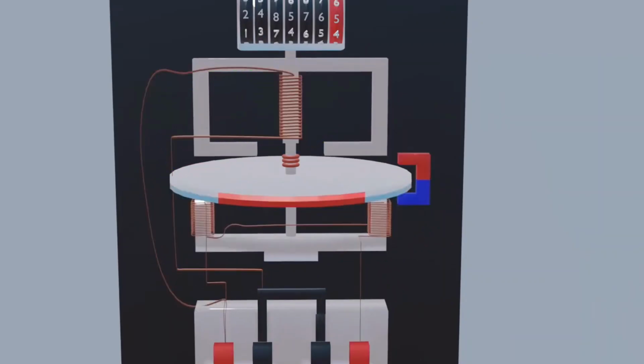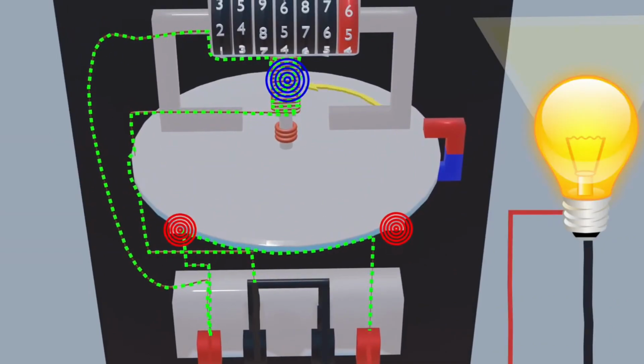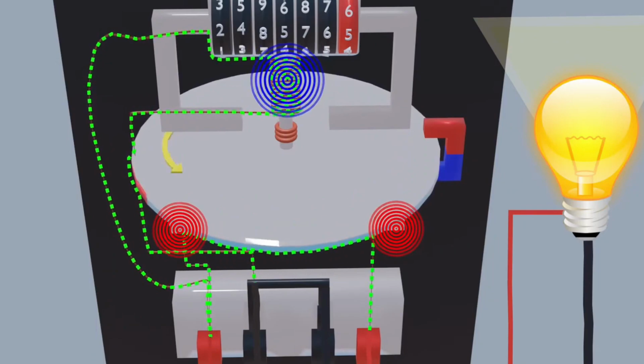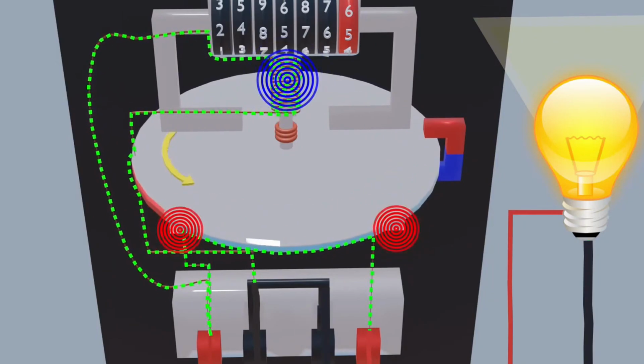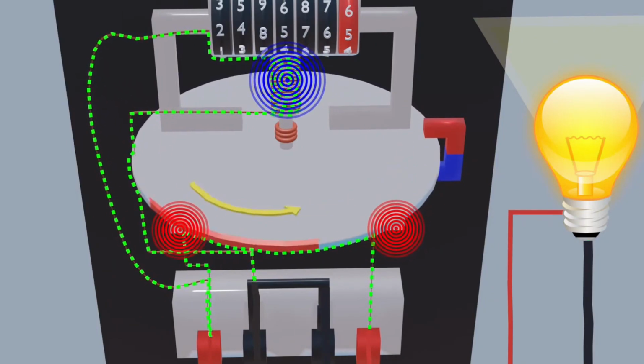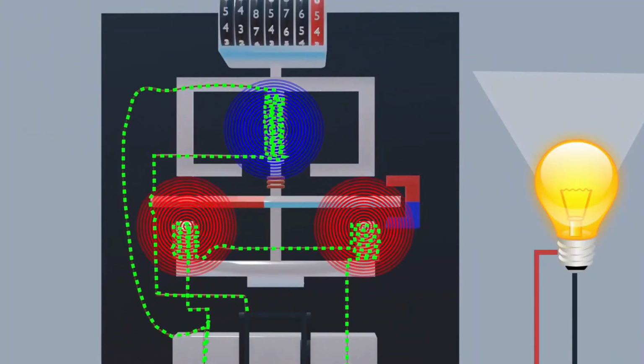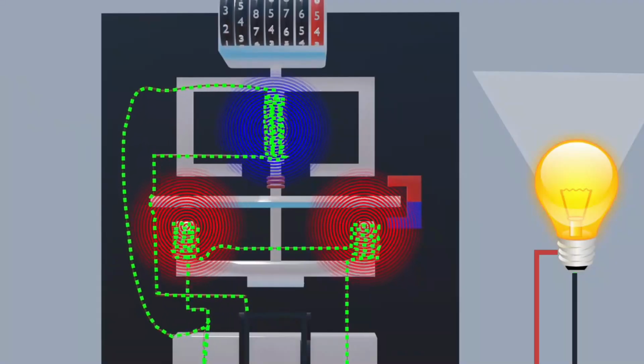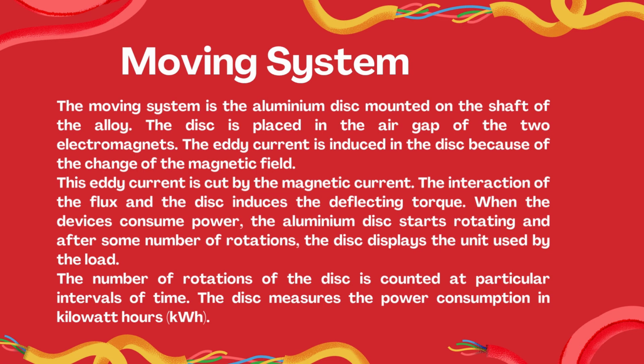deflecting torque. When the device consumes power, the aluminum disc starts rotating, and after some number of rotations, the disc displays the unit used by the load. The number of rotations of the disc is counted at particular intervals of time. The disc measures the power consumption in kilowatt hour, which is expressed as kWh.